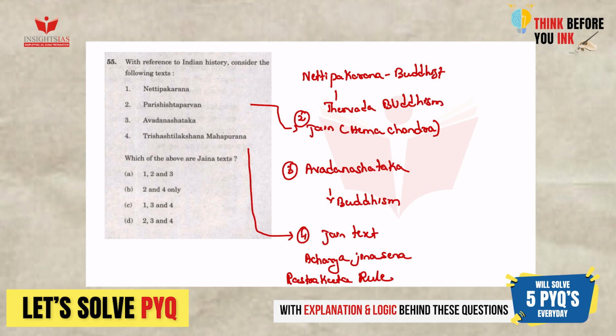Now moving on to the next question. It is again a history question. They have asked, identify which of the following are Jain texts. So in this the answer will be B, that is 2 and 4.